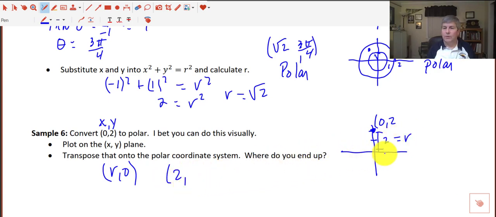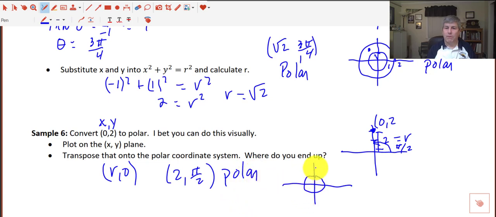And look at that location. Where are we located? We're at 90 degrees. So this is going to be pi over 2. We have just converted that from rectangular to polar. So our polar point is going to be right there.